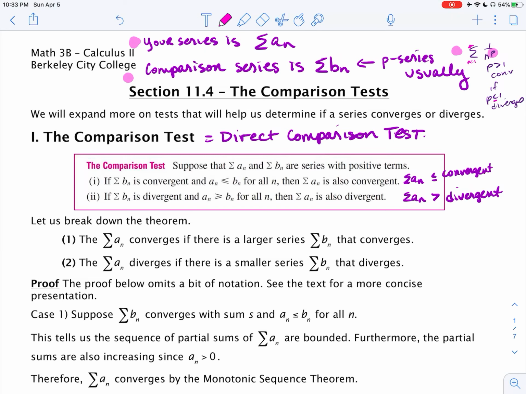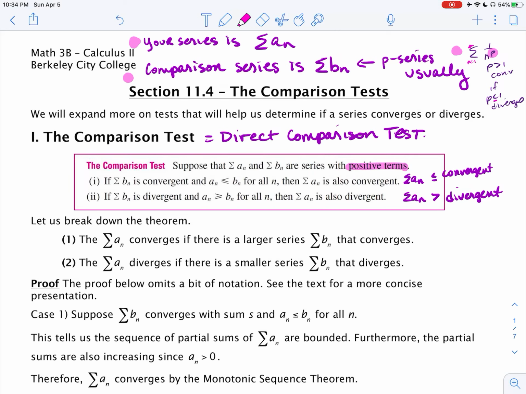Anyway, here is the comparison test. The main criterion to use it is that you're looking at positive terms, because the proof of this test involves the monotonic bounded sequence theorem. They're using the sequence of partial sums, which is the definition of a convergent series, and they're also using bounded sequences. So if your lower bound is infinite, then your series would be infinite.